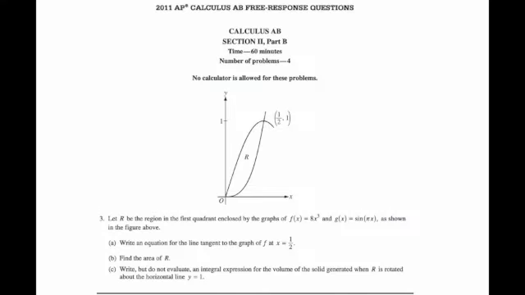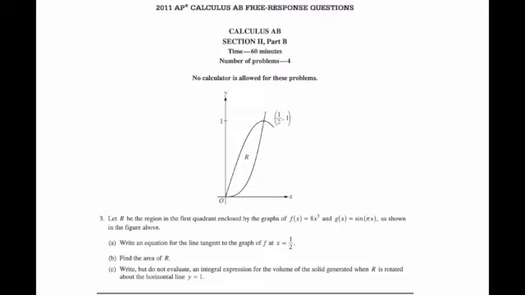The problem gives you a region R enclosed by two graphs, f of x and g of x. Part A asks you to write an equation for the line tangent to the graph of f at x equals 1/2. So first, we should identify which curve in the figure is f of x and g of x, as it is not given to us explicitly.